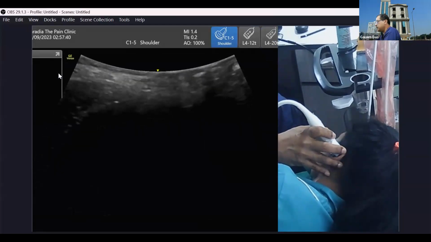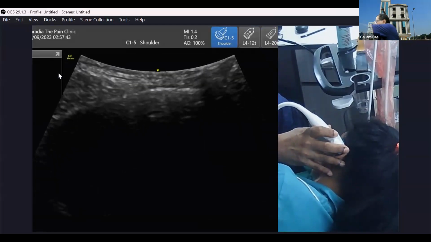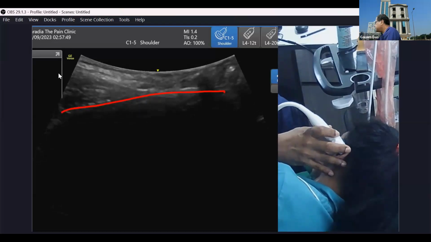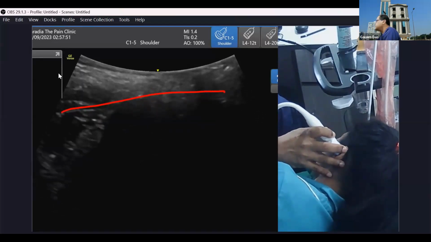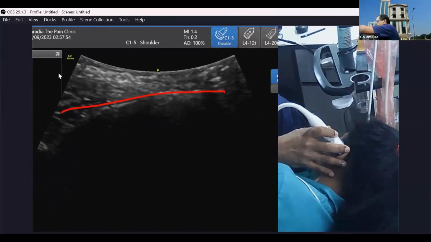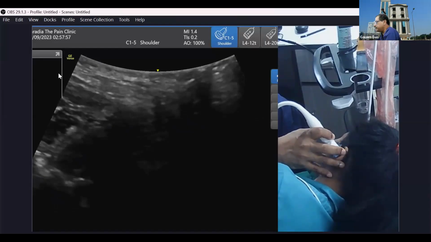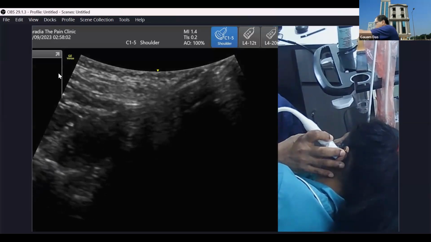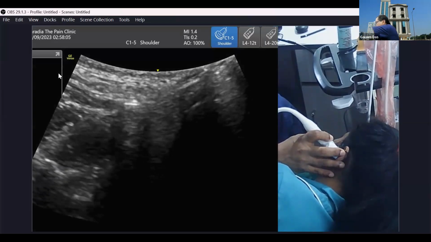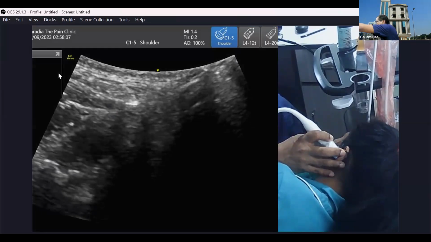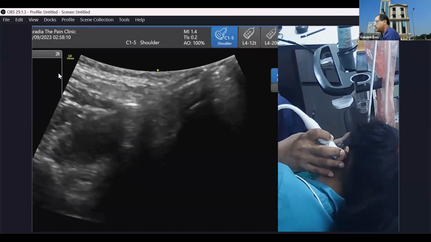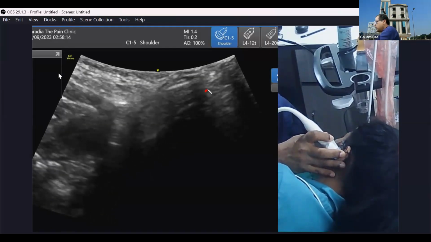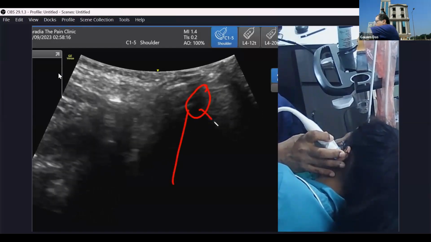So here, one important bone is, let me decrease the depth a little bit. So here, this is a bone. What is that bone? That is your zygomatic arch. And if I'm coming down, let me increase the depth a little bit. So here, this is your condyle. Why is this the condyle? Because you can see the acoustic shadow there.